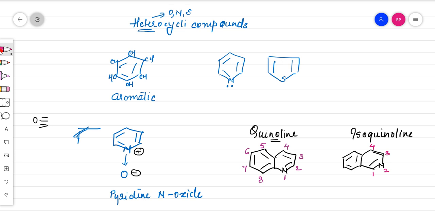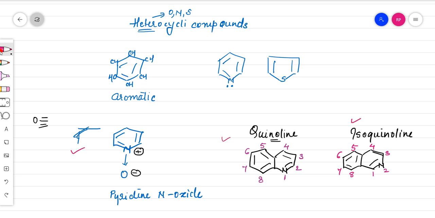So this position, so 1, 2, 3. Now see, I said that heterocyclic compounds numbering starts from what? Nitrogen. But now in this case, isoquinoline, the position for nitrogen will be the second position only. Okay. Nitrogen will be in the second position. Fine. That is why it is iso. So 3, 4, this is 5, 6, 7, and 8. Have you understood the three structures that we are going to study?